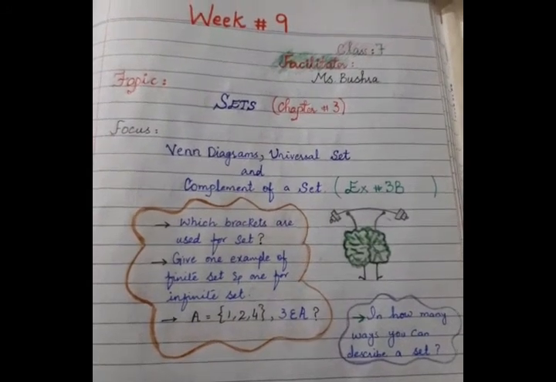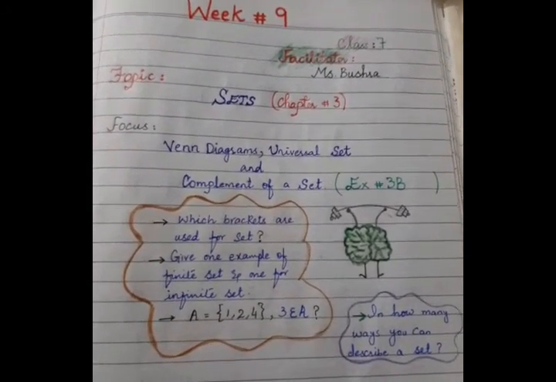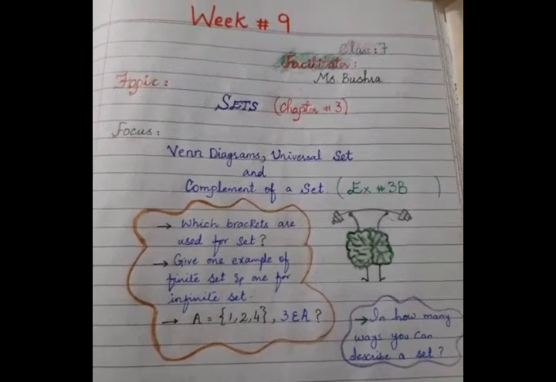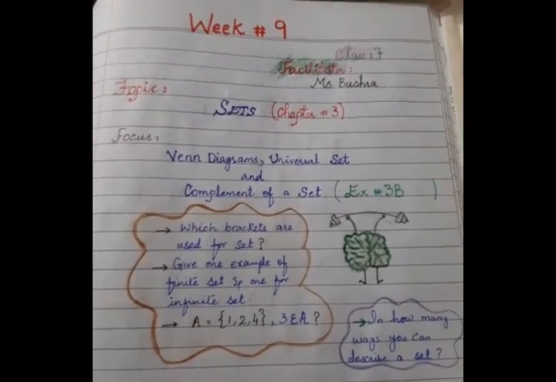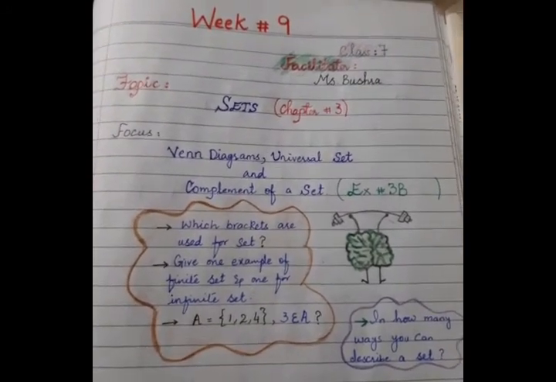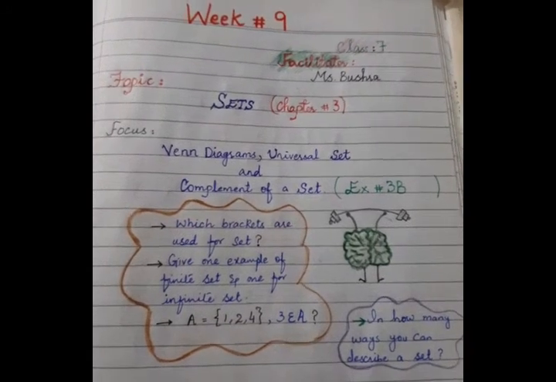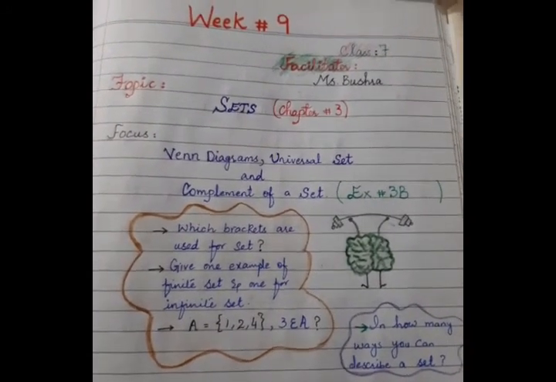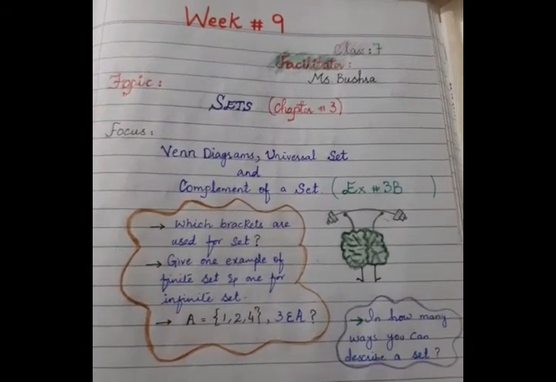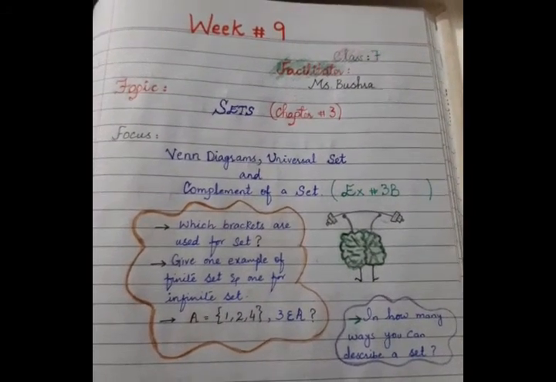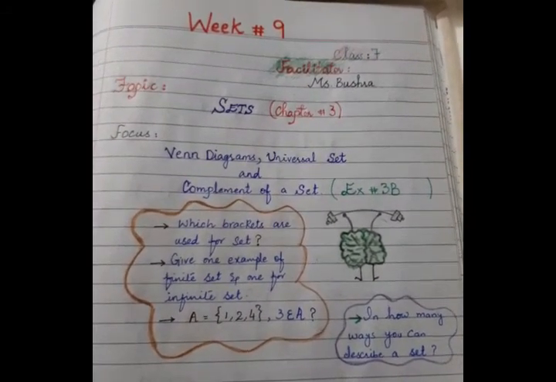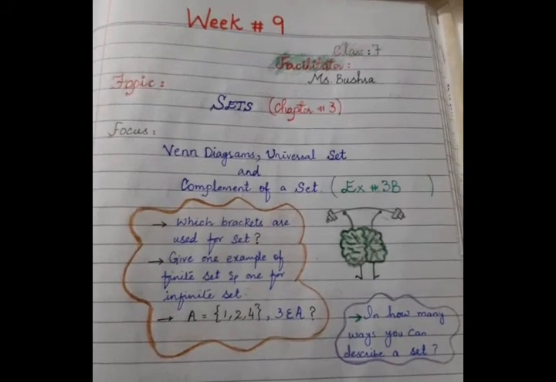If A is equal to {1 to 4}, tell me: is 3 an element of A? And if 3 is not an element of A, write the symbol used to show that 3 is not an element of A. My last question is: in how many ways can you describe a set?